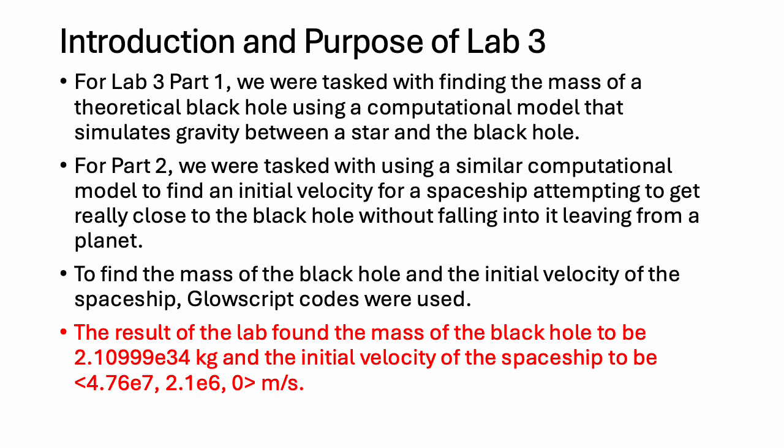To find the mass of the black hole and the initial velocity of the spaceship, GlowScript codes were used. The result of the lab found the mass of the black hole to be that, and the initial velocity of the spaceship to be that.